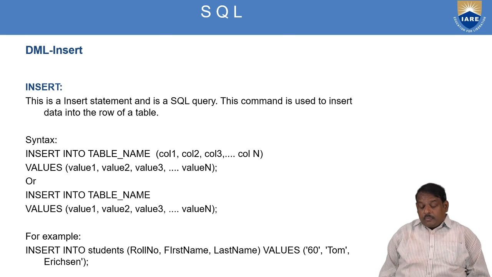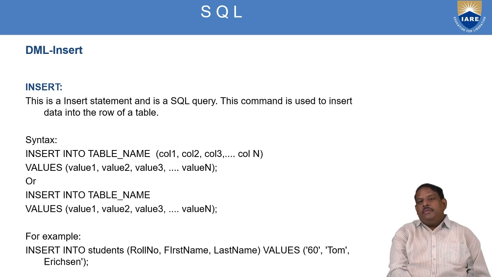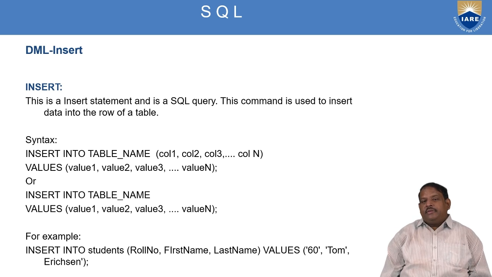So, for example, I want to insert into the student table the student roll number, student name. I'll say insert into student roll number, first name, last name, and values. Values means the actual end user's input. The student table has three columns in this case: roll number, first name, and last name. Now I have to provide the values. 60 is my student roll number, Tom, and so on.